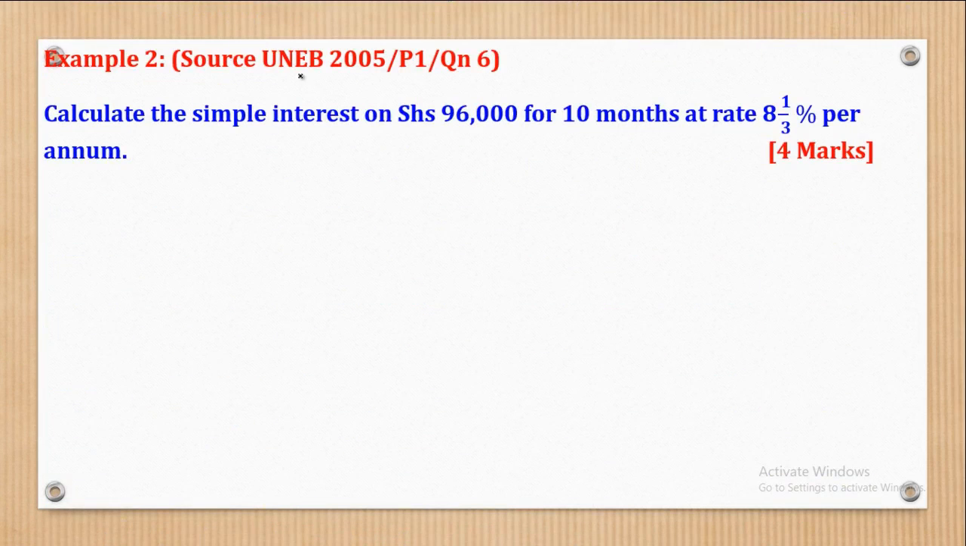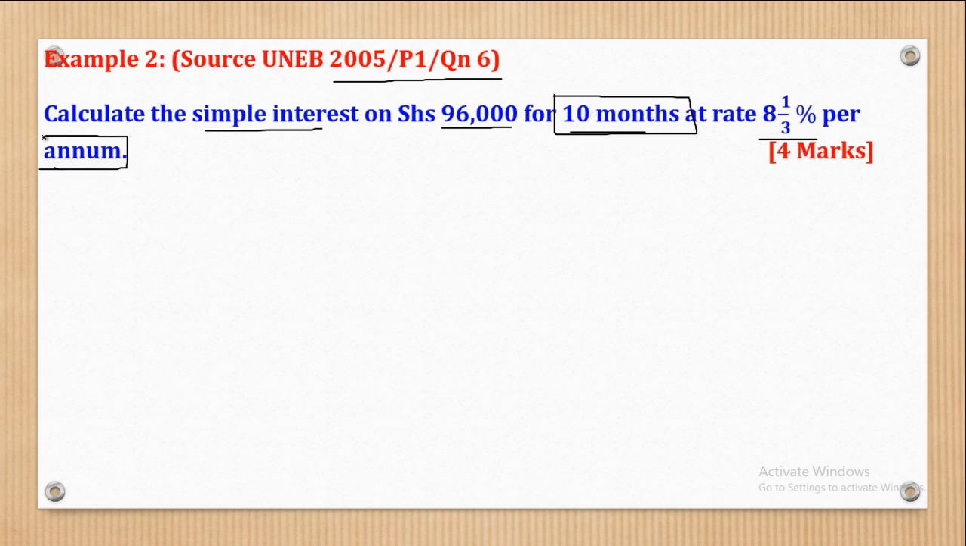Now we shall go to example 2. Example 2 came from UNEB 2005 paper 1 question 6, and it says calculate the simple interest on shillings 96,000 for 10 months at a rate of 8 1/3% per annum. Here you should realize that the time is in months, so we have to convert it to years before we use it. The rate is okay because it is per annum, which is what we want. So always remember, time has to be in years if the rate is per annum.